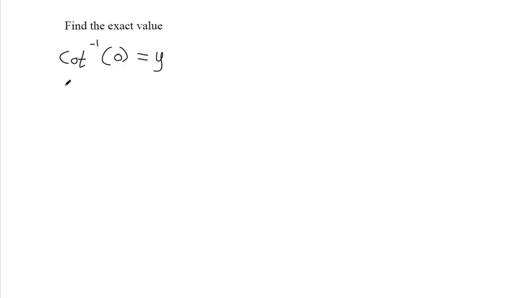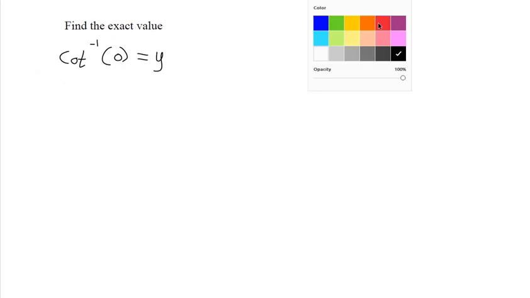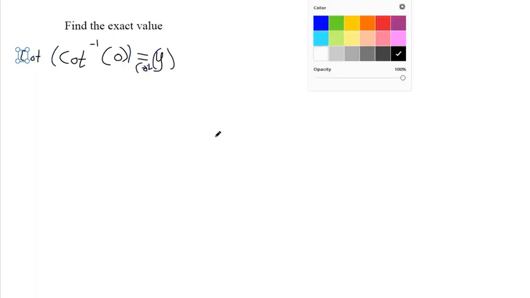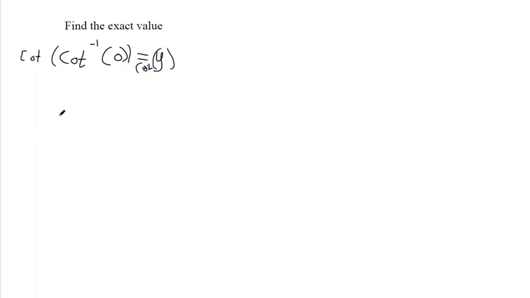And we can rewrite this in a form that might be a little bit more comfortable by evaluating cotangent of both sides, because cotangent is the inverse of arccot, right? So that'll at least get rid of this idea of inverse cotangent and make it a little simpler. So that gives us 0 equals cotangent of y. Okay, and so now this is something that's hopefully a little bit more familiar.